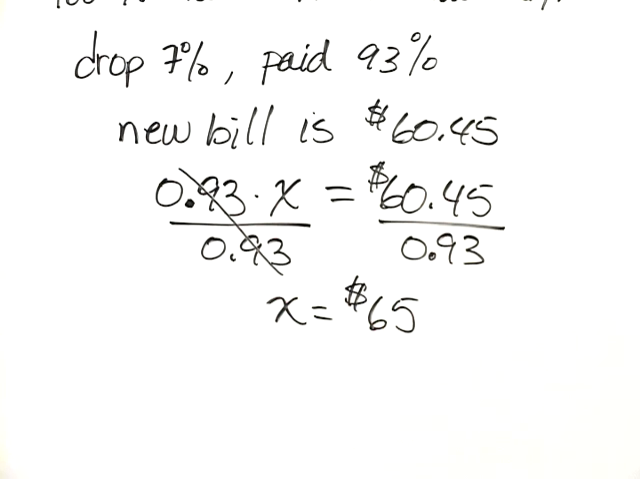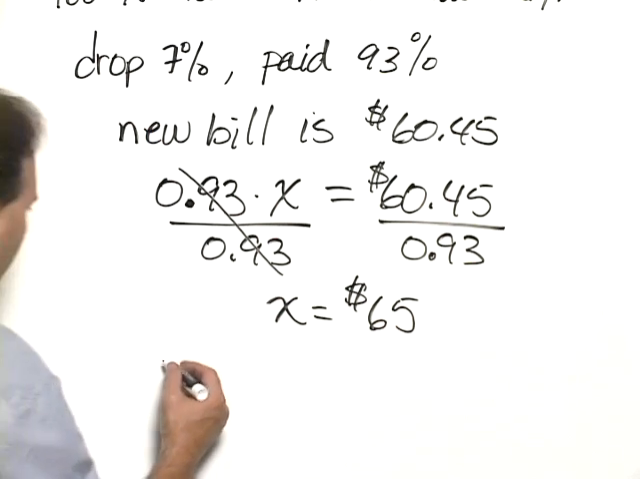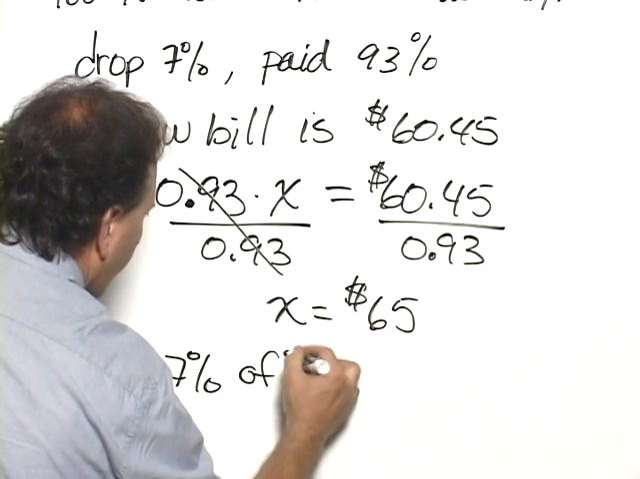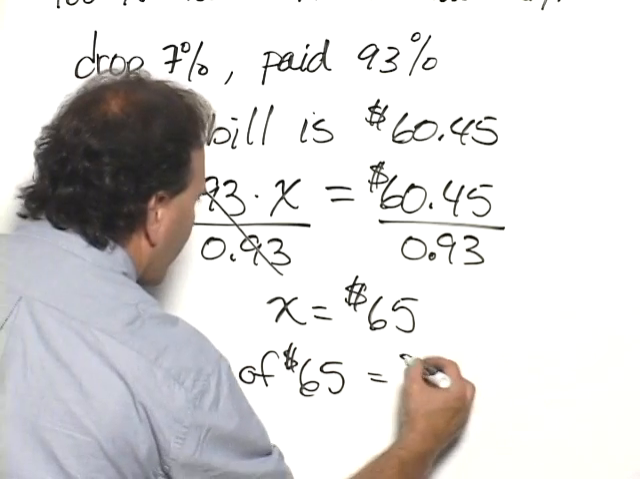The fourth step in the process after you carry out or solve the problem is to check. Now, one way of checking would be to say, well, the bill dropped 7%. What is 7% of $65? And if you find 7% of $65, you'll find that that's equal to $4.55.